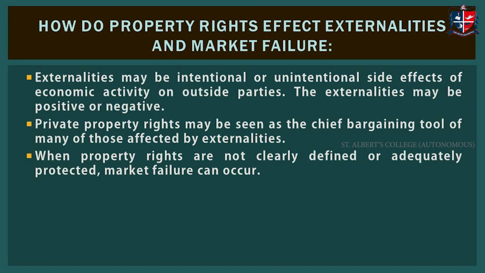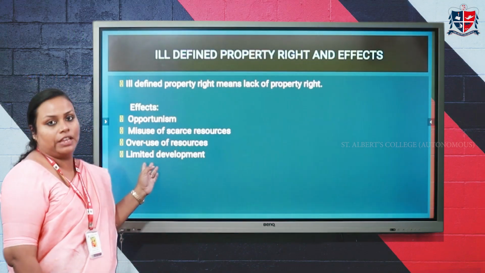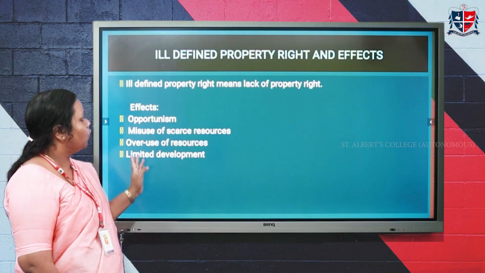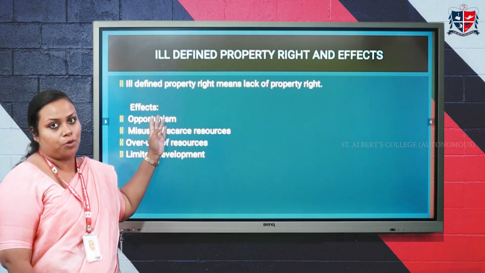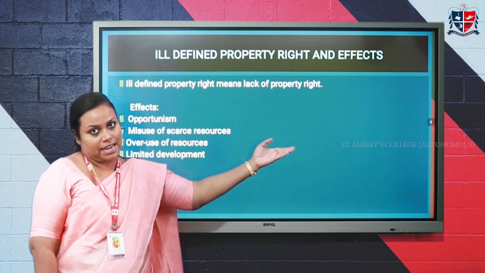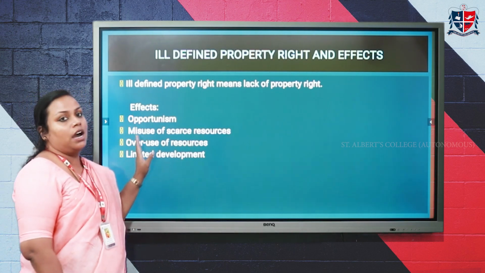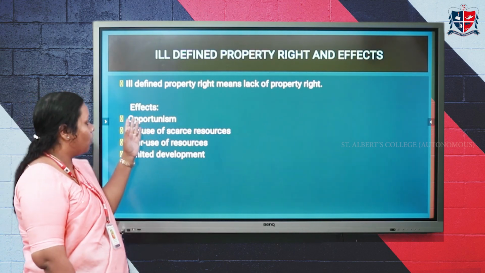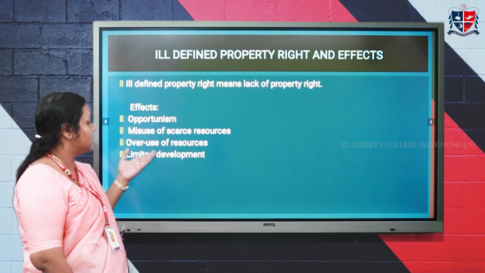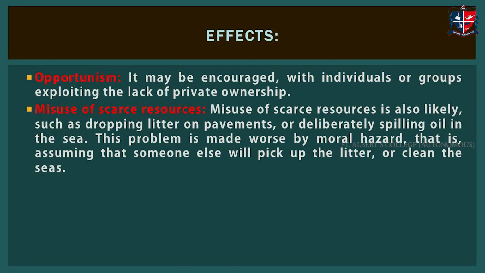And how do property rights affect externalities and market failure? Now we come to ill-defined property rights and their effects. There are four effects of ill-defined property rights. Before going to the effects, let's see what ill-defined property rights are. This is property which has no property rights, which means no legal ownership. So people have a tendency to perform things like opportunism, misuse of scarce resources, overuse of resources, and limited development.